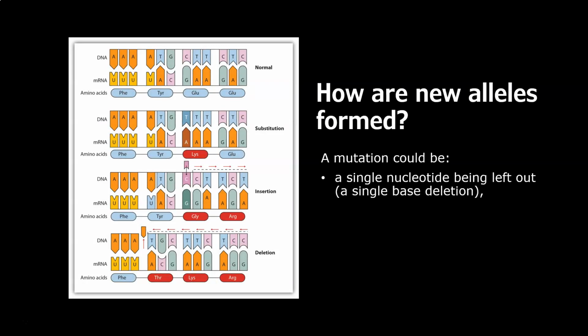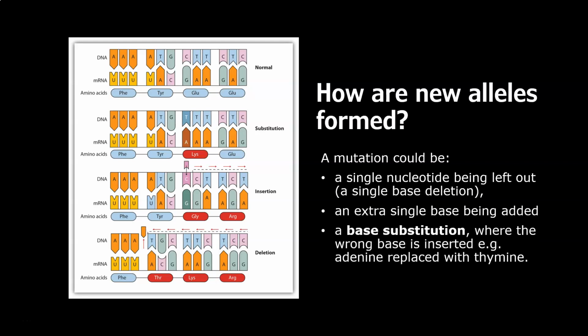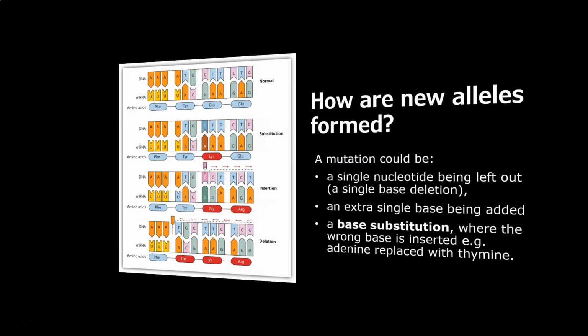As we've said, our mutation could be due to a single nucleotide being left out. So we call that a single base deletion. An extra single base being added in, we call that insertion. We could have base substitution where the wrong base is inserted. For example, adenine is replaced with thymine.